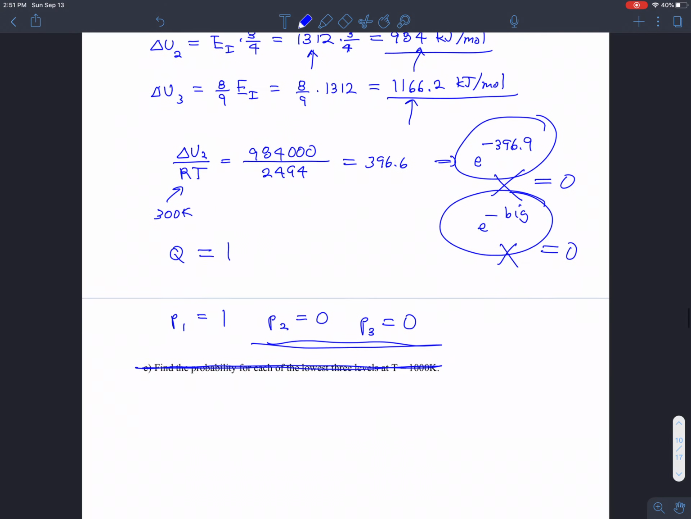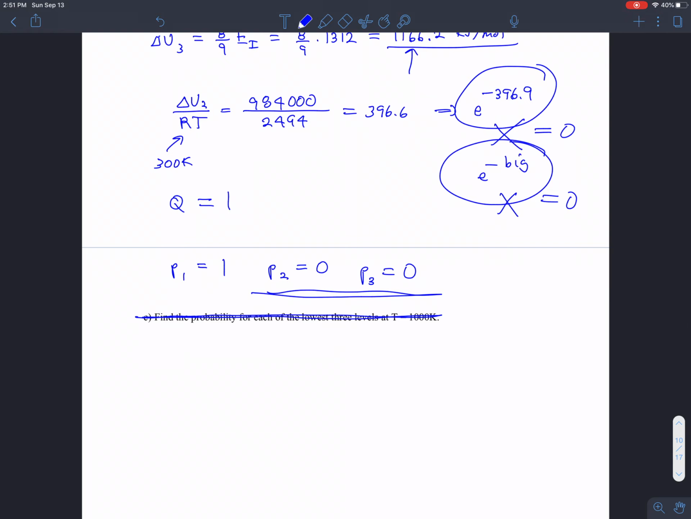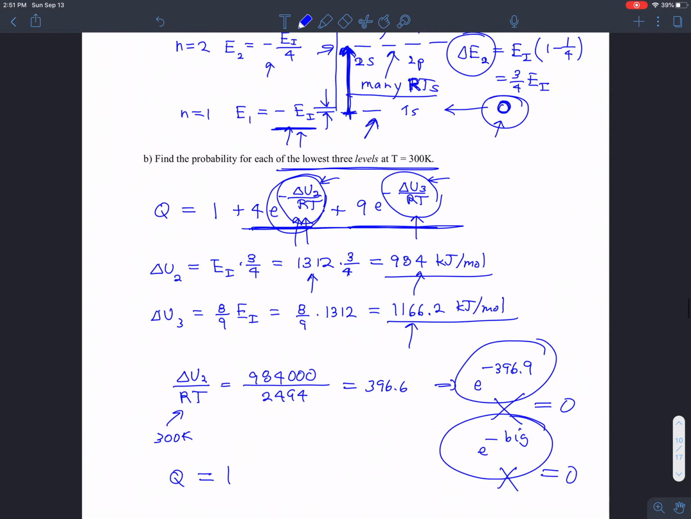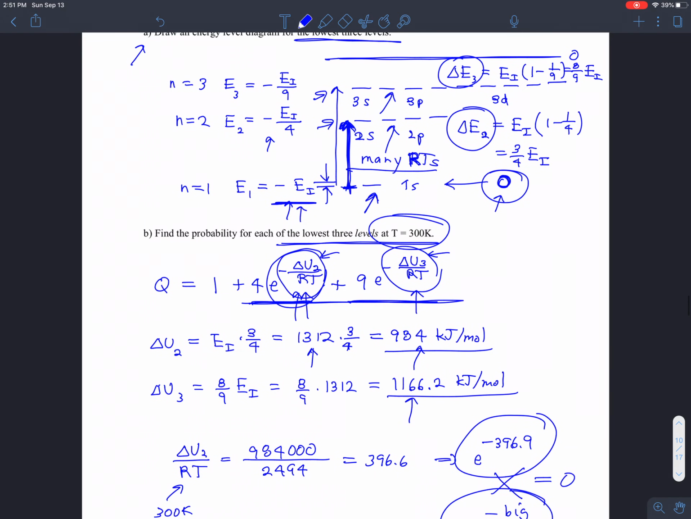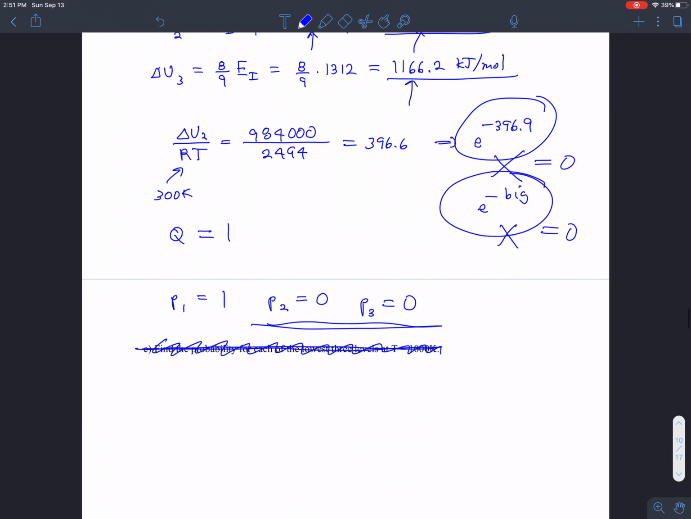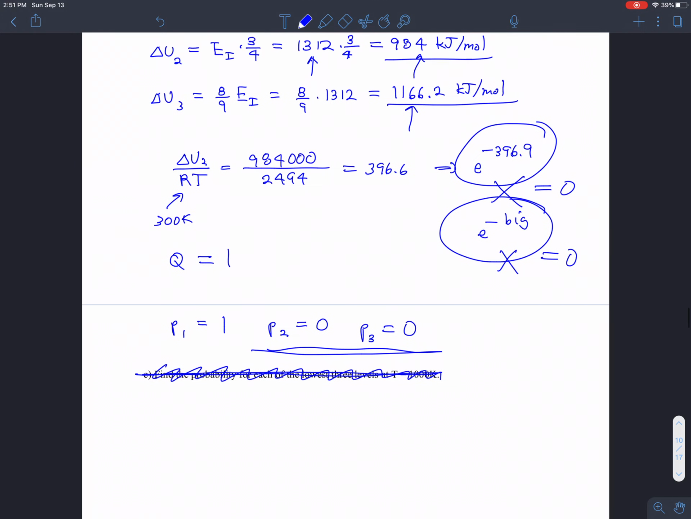The last question, which I X'd out here and I'm not going to do, asks you to calculate what temperature you'd have to get to. It's obviously not good enough to be at 300K in order to get some population up here. What temperature would you have to get to in order to get 10% population up in this next state? But I'll leave that to you and to the key rather than go through it here.